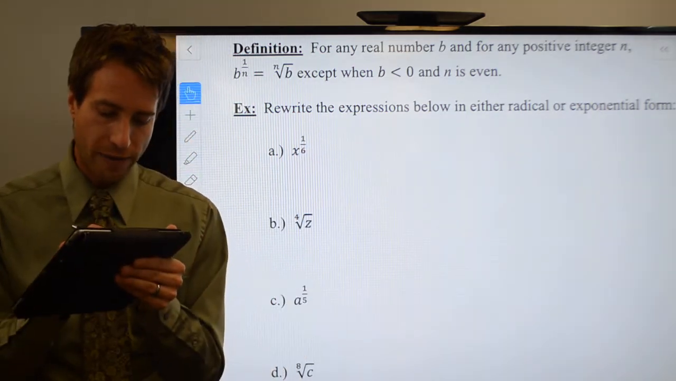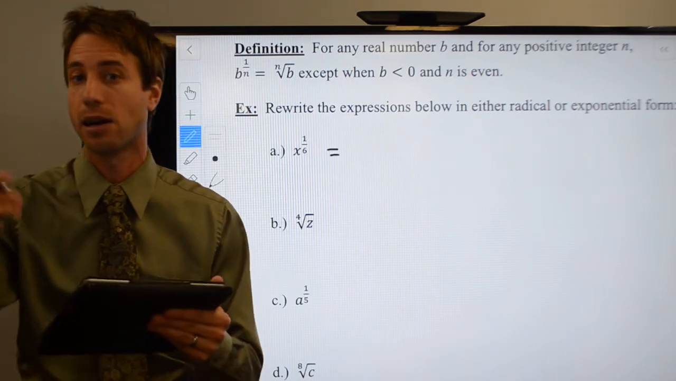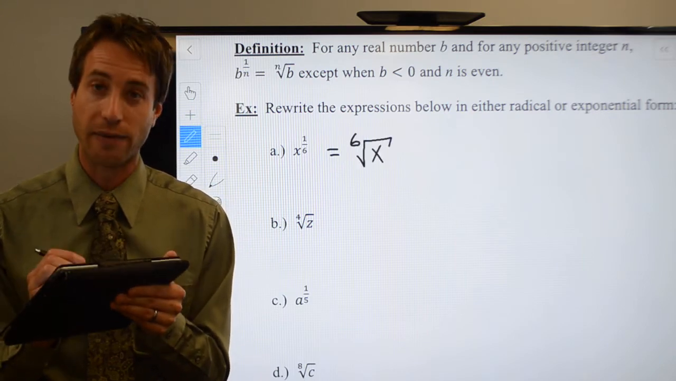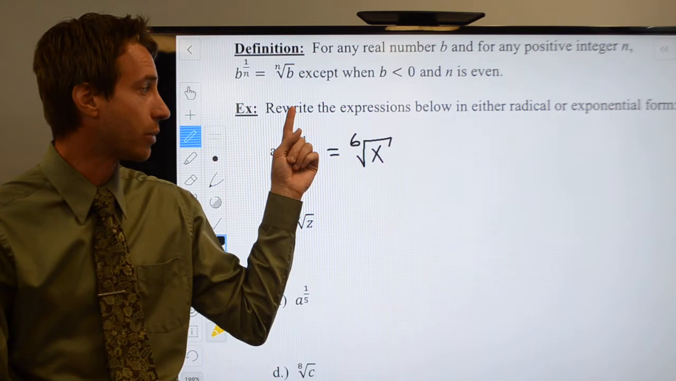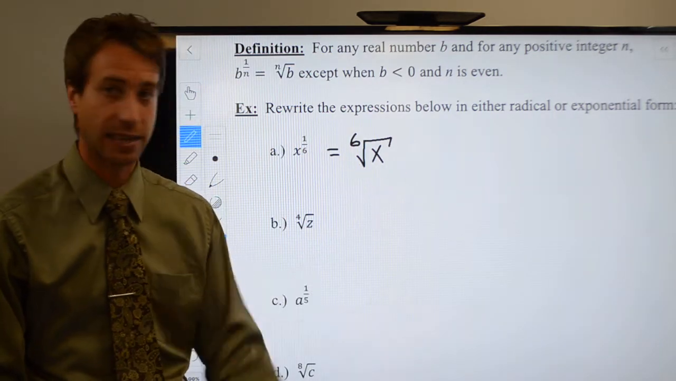Well, we know whatever the denominator is, that denominator will become the index of the radical. So this would be the 6th root of x. That's it. All I asked you to do was rewrite, and you did. You rewrote this exponential expression as a radical.